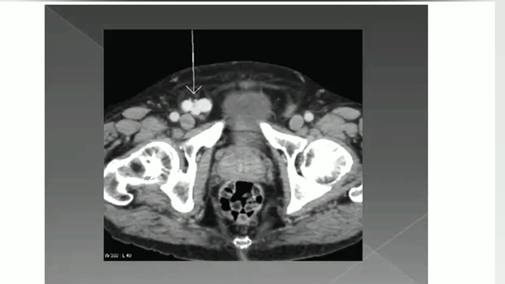Any idea why it's common on the left side? Because the gonadal vein drains into the left renal vein and then into the IVC, and on the right side it drains directly into the IVC. Excellent. Because on the right side, there is a shorter course of the right testicular vein and its oblique insertion into the IVC, which creates less back pressure. That's why it's common on the left side.